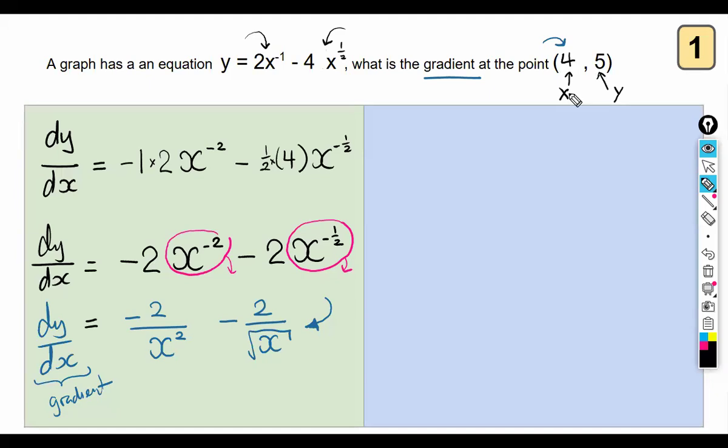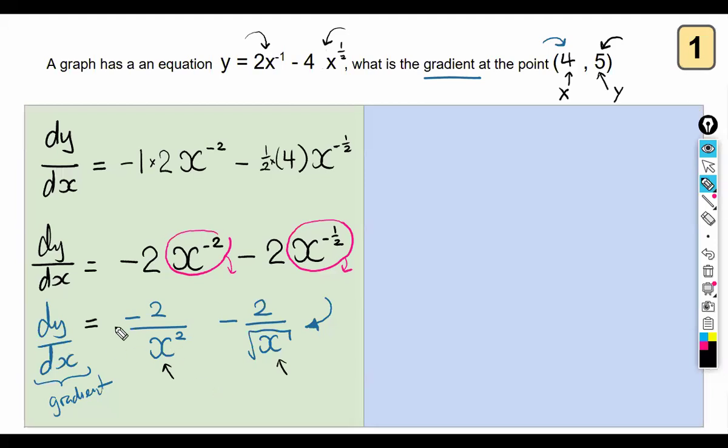Now, some people are going to ask me, what to do with the 5? Well, why did the examiner give us the 5? It seems like we're not using the 5 in the question. That 5 is just there to distract you. That 5 has nothing to do with the question. To find the gradient, we need the x value. And the x value they gave us was 4.